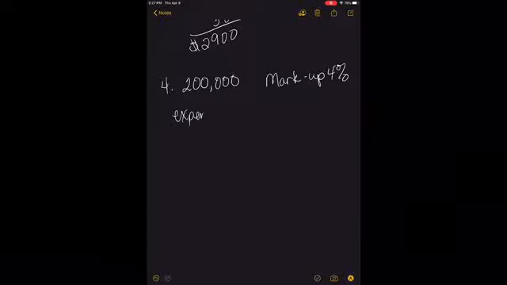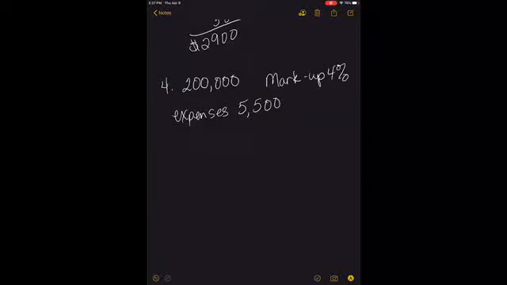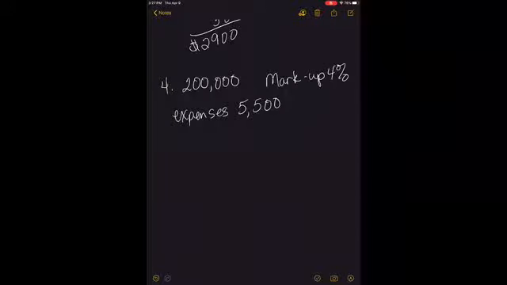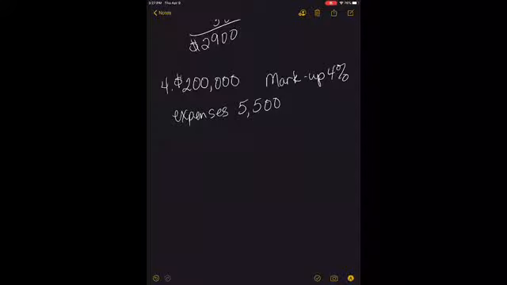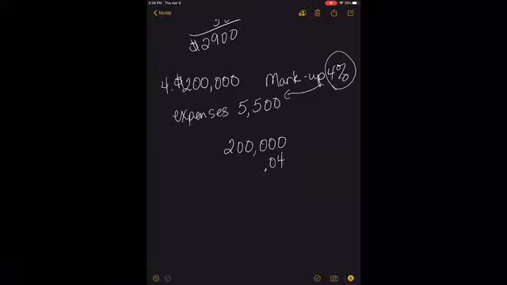If his expenses totaled $5,500, what was his profit? Okay, so all we're looking for is the markup, because he had to spend $200,000 on this, whatever merchandise he's selling. So all he gets is the 4% minus these expenses. So what is 4% of $200,000?